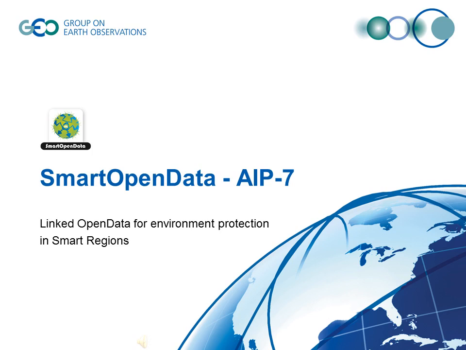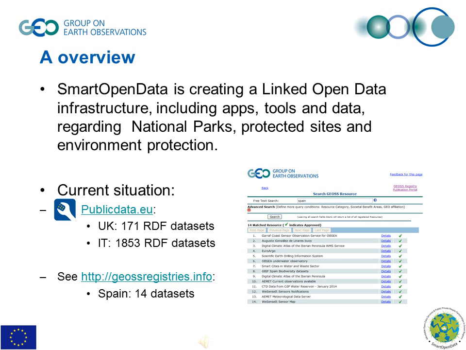Smart Open Data, or Linked Open Data for Environment Protection in Smart Regions, is an FP7 project funded by the European Commission. Smart Open Data is creating a linked open data infrastructure including apps, tools, and data regarding national parks, protected sites, and environment protection. The Smart Open Data infrastructure uses existing environmental and geospatial datasets.